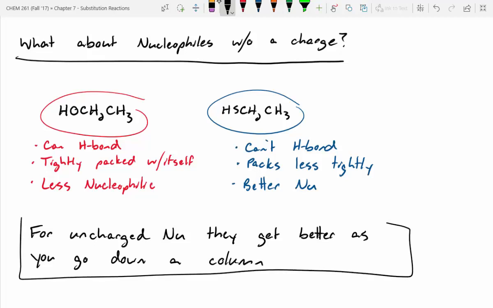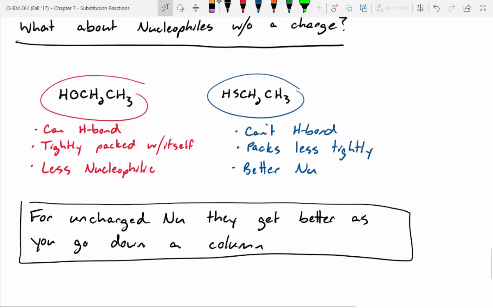So we do have three different things we've got to keep track of. We have to keep track of whether or not our nucleophile is charged. If it is charged, then we have to consider whether or not our solvent's protic or aprotic. If it's not charged, the solvent doesn't matter as much. We know that it gets better as you go down a column. So that's a simple thing you can use to keep track of it.